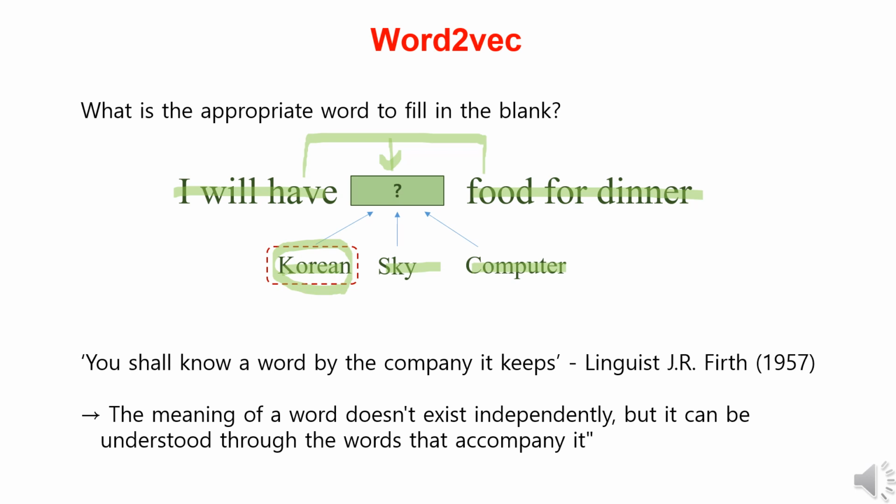A linguist once mentioned, "You shall know a word by the company it keeps," meaning that by looking at the words surrounding a particular word, we can understand its meaning. By observing the words around it, we can get an idea of which words are suitable and which are not. In other words, the meaning of a word in a sentence is not independent. It is understood through the words that accompany it. This is the most crucial point of Word2Vec, a natural language processing technique.